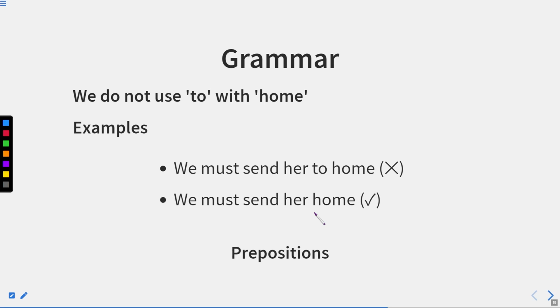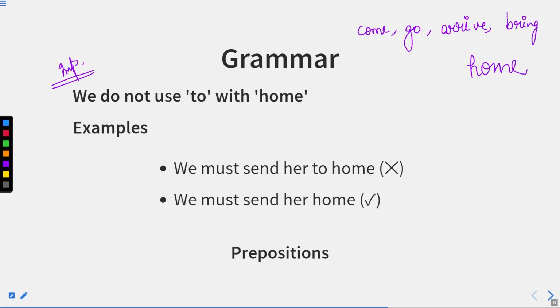We do not use "to" with whom. Again, this is a very, very important part. If there is the word whom and we use any verb like come, go, arrive, bring, or get back, this one is very, very important. We have any of these verbs and any form of these verbs. For example, come, came, come, go, went, gone, arrive, arrived, arrived, bring, brought, brought, get, got, back.